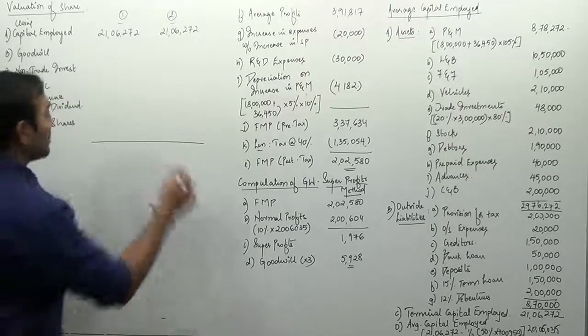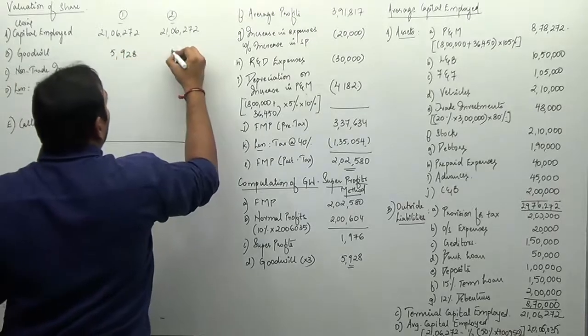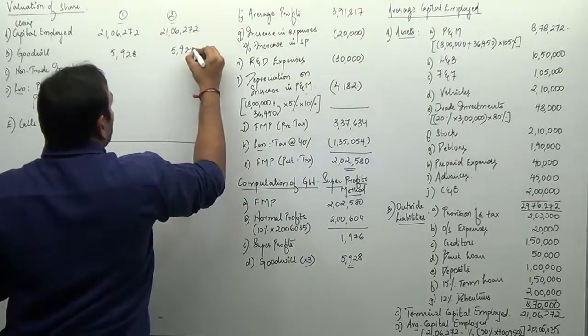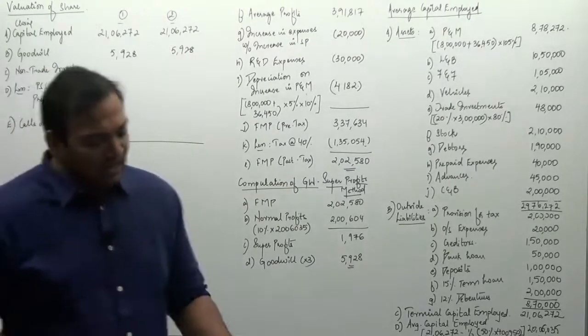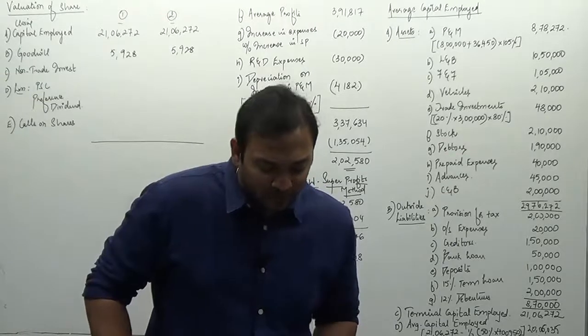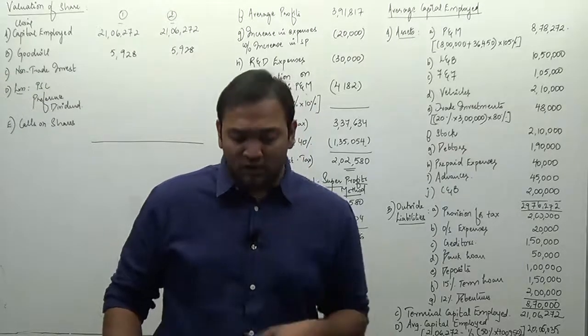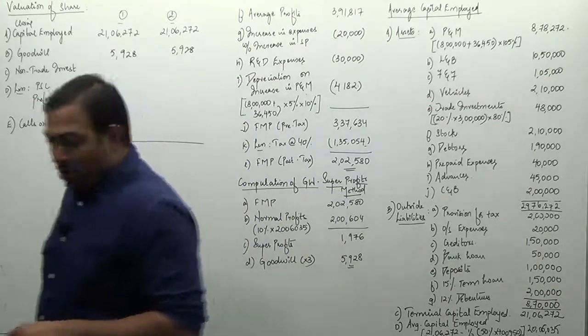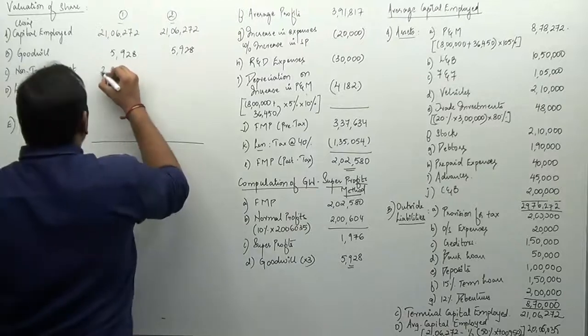First, goodwill we just calculated, it is 5928. Trade investments. Is there any valuation change for trade investments? Nothing. Only, sorry, non-trade investments, there's no change. Trade investments, we already valued 20% less. Non-trade investments are 80% of 3 lakhs, 2 lakh 40.